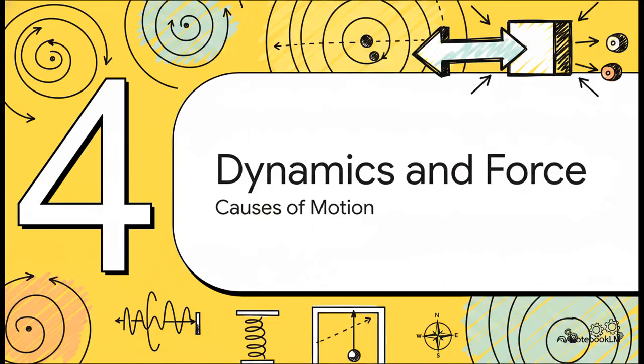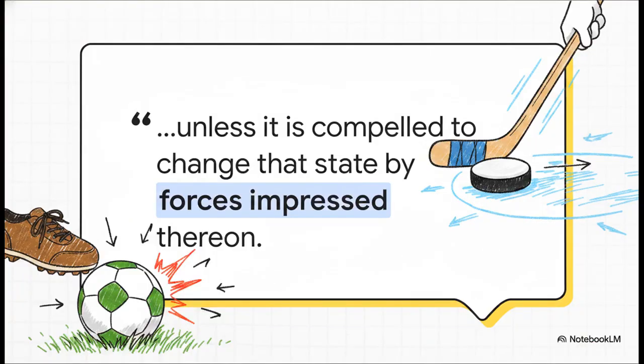Let's shift gears to Section 4, Dynamics and Force. To really talk about inertia, we have to cite the master. In his historic Principia, Isaac Newton wrote, "Every body perseveres in its state of rest, or of uniform motion in a right line, unless it is compelled to change that state by forces impressed thereon." To put it simply, objects are lazy. A soccer ball sitting on the grass is going to stay perfectly still, and a hockey puck gliding on basically frictionless ice will just keep gliding forever, unless an external force, like a swift kick or a hockey stick, compels it to completely change its velocity.